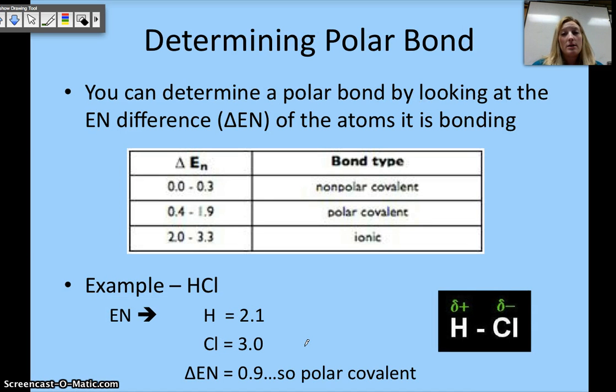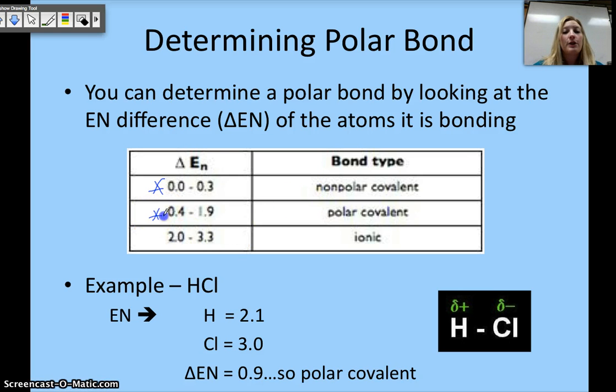In order to determine if it's a polar bond, you just look at the electronegativity values using your chart. If the electronegativity difference is between 0 and 0.3, it's a non-polar covalent. That means there's not much difference between the electronegativities. Both atoms want those electrons about the same, and so they share pretty equally. One's not stronger than the other.